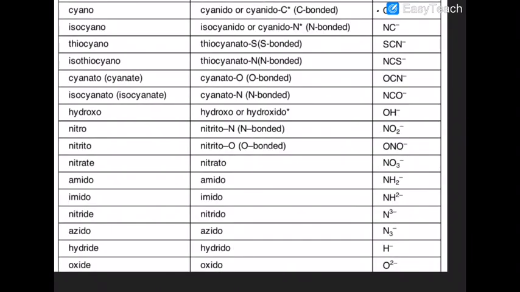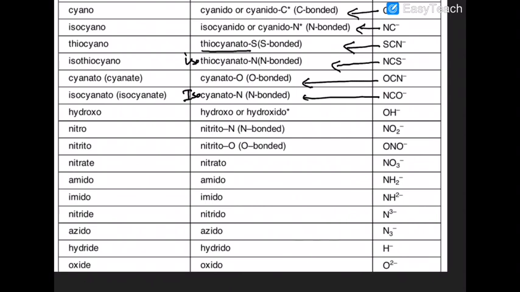So cyanide is already given to you. Cyanido, and this is isocyanido. This is SCN negative. This is thiocyanato. Thiocyanato. This is NCS. This is isothiocyanato. OCN is cyanato-O. This is isocyanato.